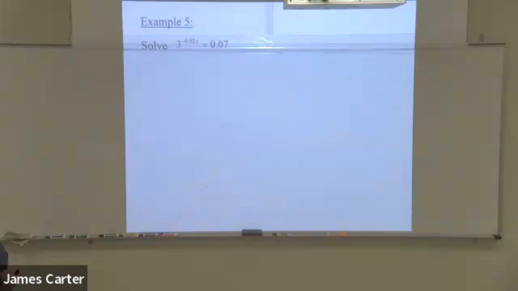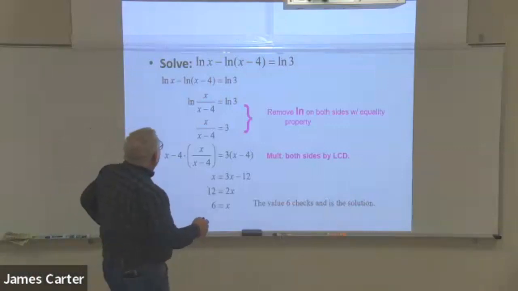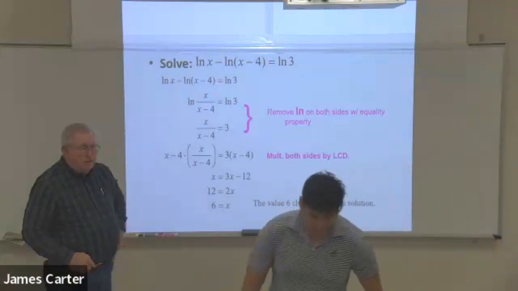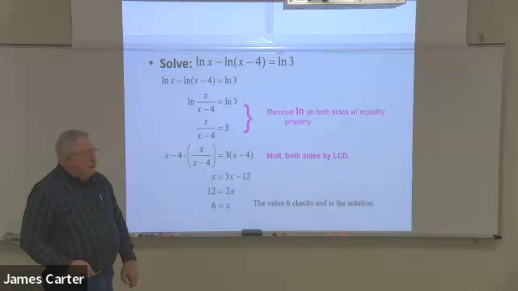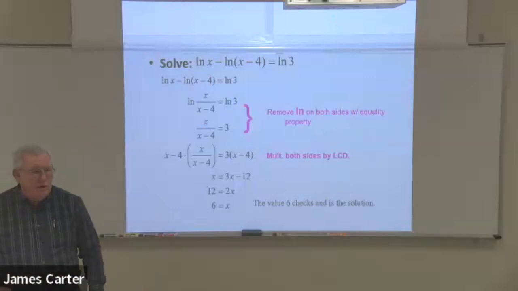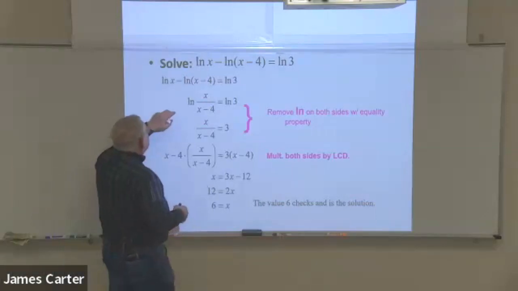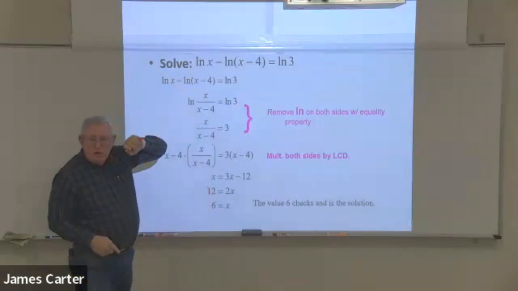Okay, so what about this one? We got logs everywhere in this one. Now, when you've got logs on both sides of the equal sign, there's a nice little trick you can do. Remember before when we removed the base on both sides? The trick is we're going to remove log on both sides. But before we can do that, we have to get it down to a single log on each side. You can't have multiple logs on one or the other side.